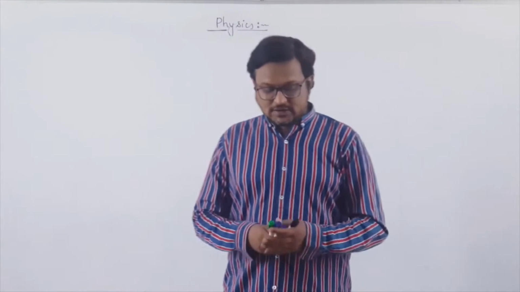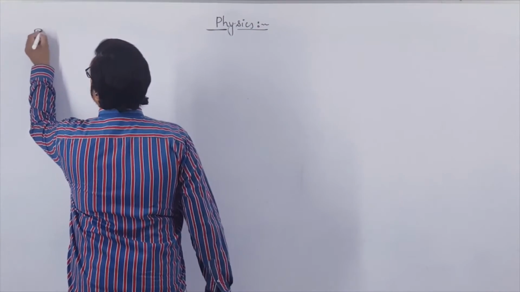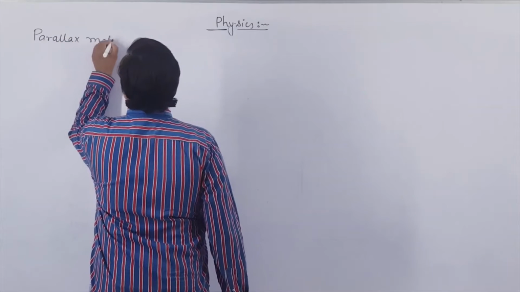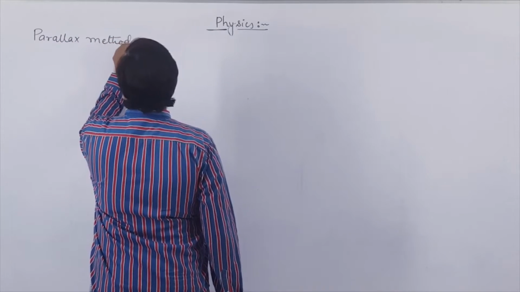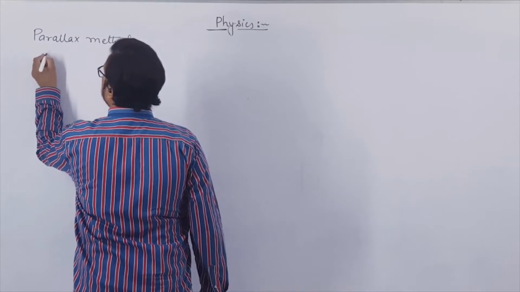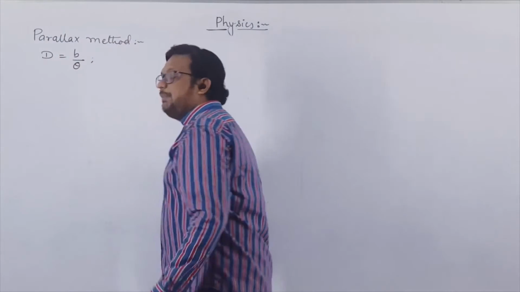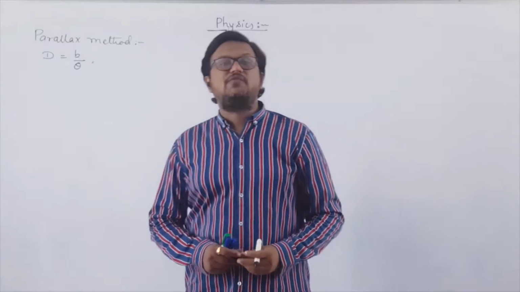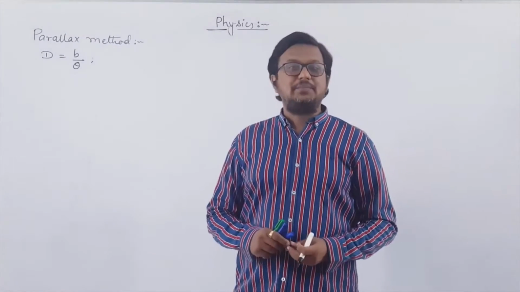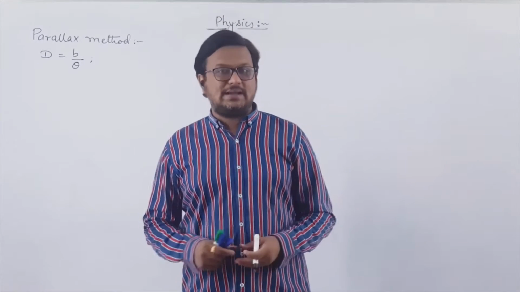Let us start by writing the formula for the parallax method. The parallax method is used to find distance. So for the parallax method we know that capital D is equal to b by theta, where capital D is the distance of a given planet from Earth, b is the size of Earth, or you can say the diameter of Earth, and theta is the angle of parallax or parallax angle.